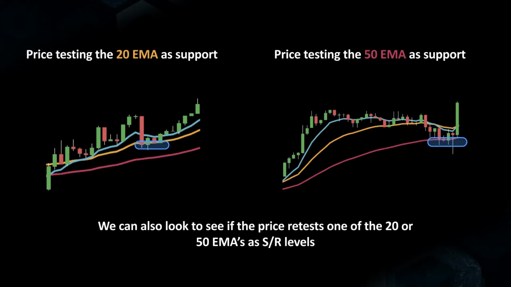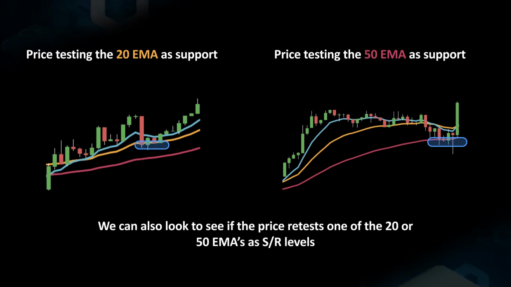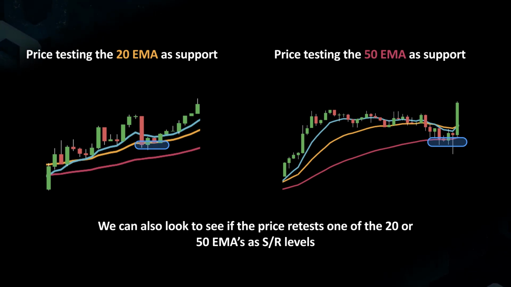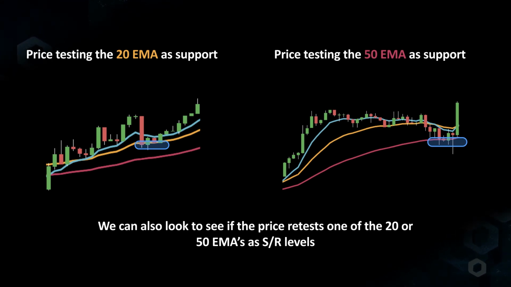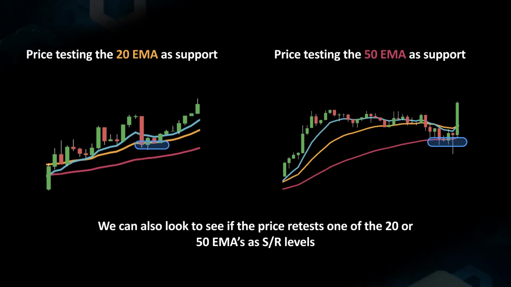Furthermore, we'll keep a close eye on how the price respects the 20 and 50 EMAs as support or resistance levels. If the price bounces off these EMAs and shows signs of continuation in the direction of the trend, it can serve as an entry signal.